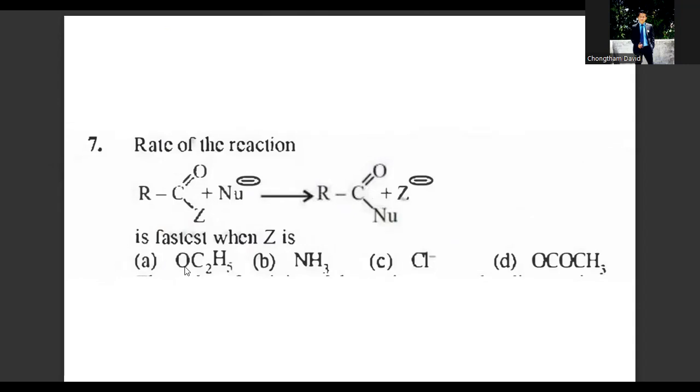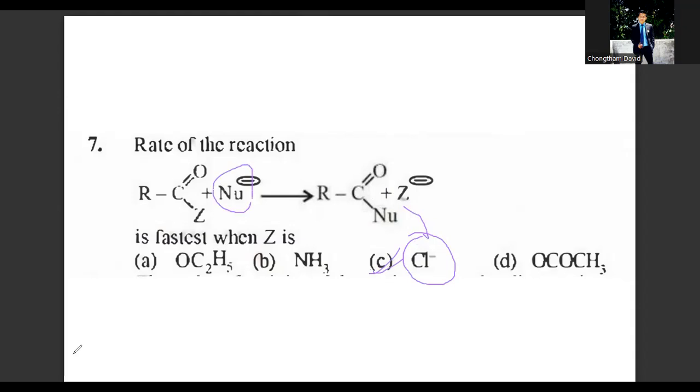The rate of the reaction is the fastest when Z is the leaving group. This is your nucleophile. See, chloride is the best leaving group, remember, among the given options. Okay, here, option C. You know the reason? Because it has the high electronegativity value, and thereby it generates positive charge on the carbonyl carbon atom. So question number 7, it's easy. I hope everyone can answer this based on the electronegativity. This will be the answer. Z will be chloride, and it will be the fastest when Z is replaced by chloride.